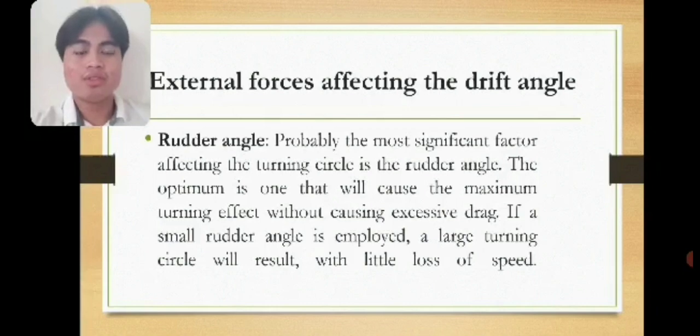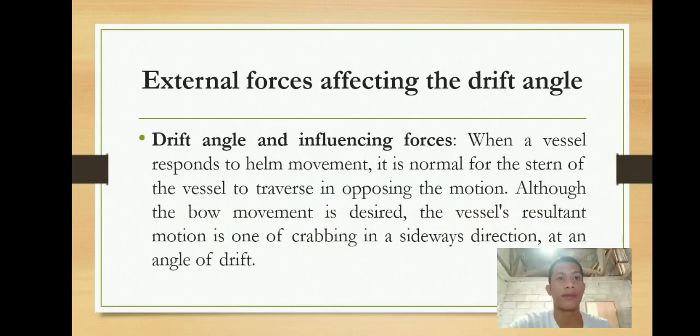Rudder angle. Probably the most significant factor affecting the turning circle is the rudder angle. The optimum is one that will cause the maximum turning effect without causing excessive drag. If a small rudder angle is employed, a large turning circle will result with little loss of speed.